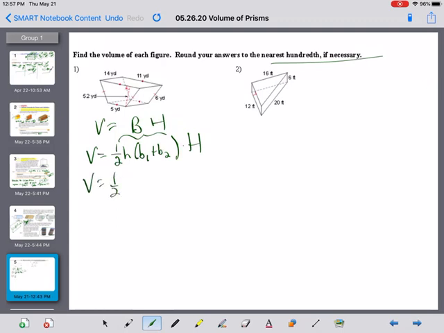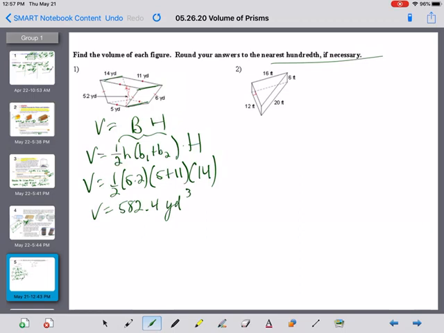Let's fill in what we know. Little h is 5.2, by the way, 5.2. Base 1 plus base 2 is 5 plus 11. And capital H is the distance between the bases, 14 yards. They're all the same units, so that's good. Okay, 0.5, just put it in your calculator. And that is 582.4 cubic yards.